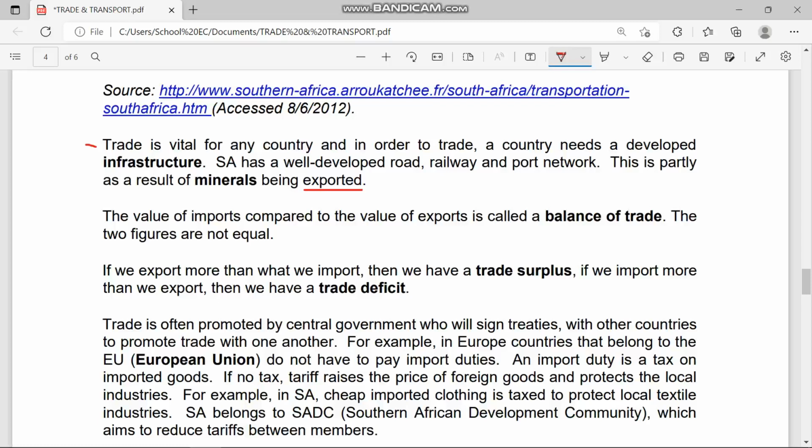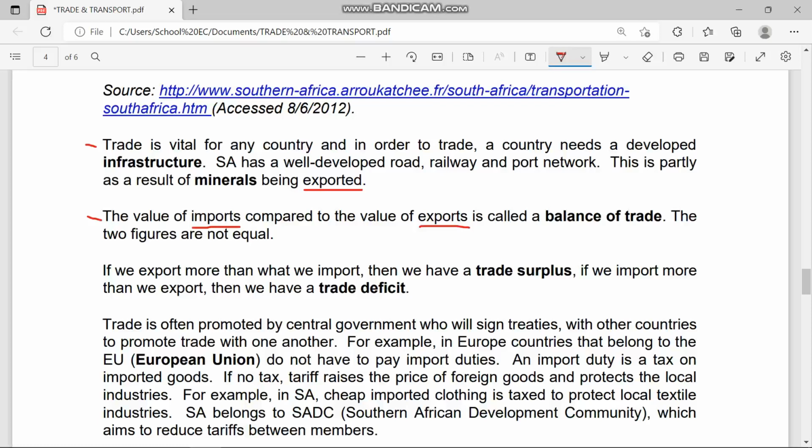The value of imports compared to the value of exports is called the balance of trade. Let me explain what import is and what export is. Imports are the goods and services that we take from other countries. You understand? We take them from other countries.